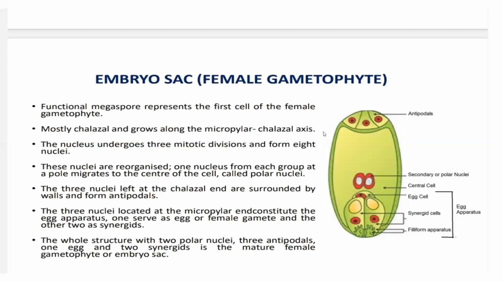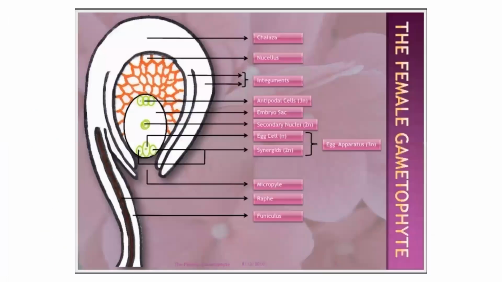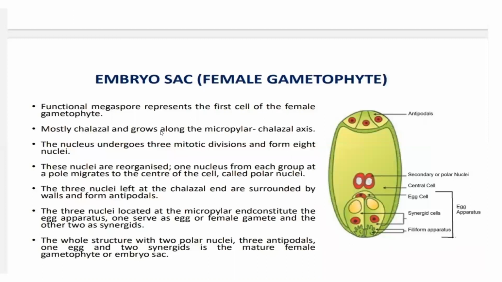And the megaspore mother cell, that means this is the megaspore mother cell with the megasporangium ovule. It will undergo two divisions to give rise to a linear tetrad of the megaspores. We will treat it as a 2n state of the female gametophyte. It will undergo two meiotic divisions to give rise to a linear tetrad of the megaspores.